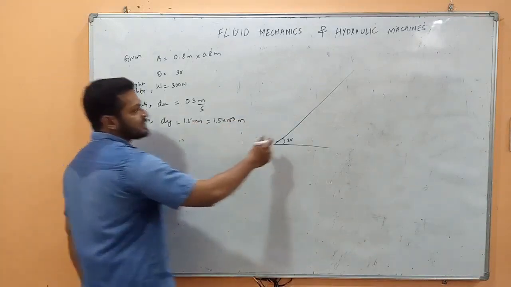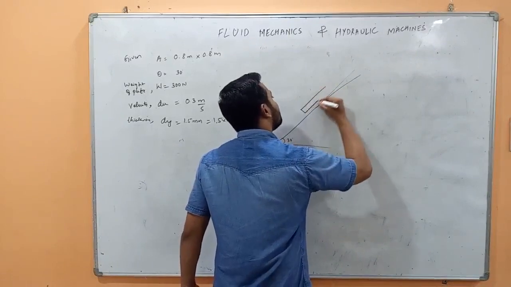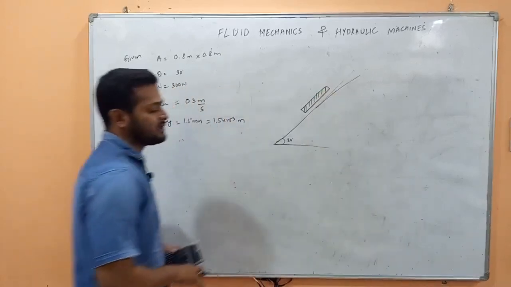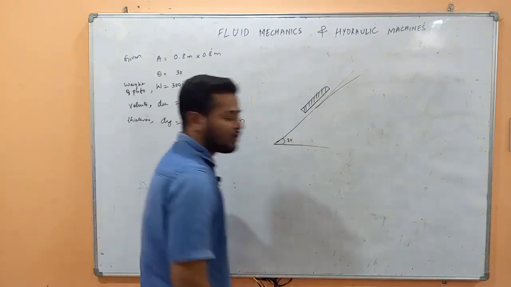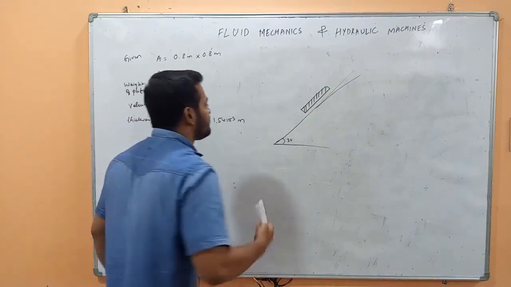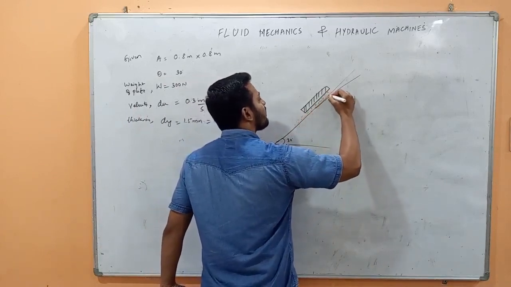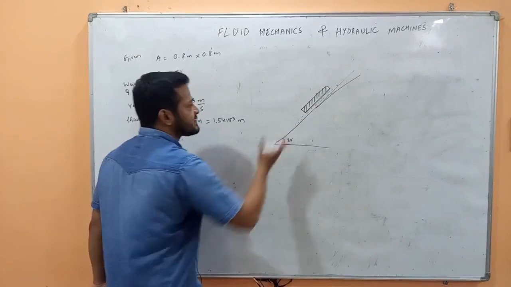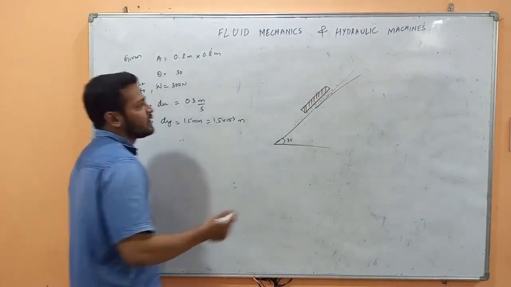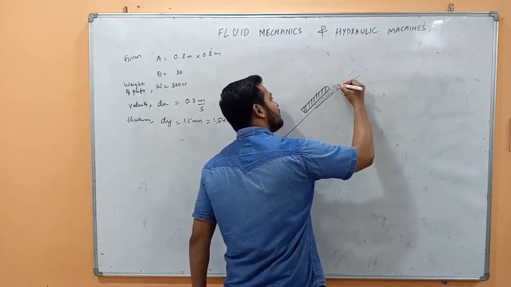So there is a plate on this inclined plane. You have a plate here, but between this plate and this plane, there is oil. And this plate is going down the inclined plane, and there is oil in between that. So the oil is of thickness 1.5 mm.